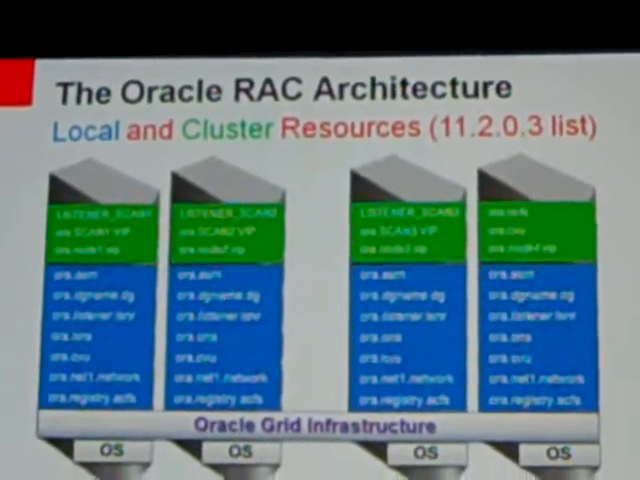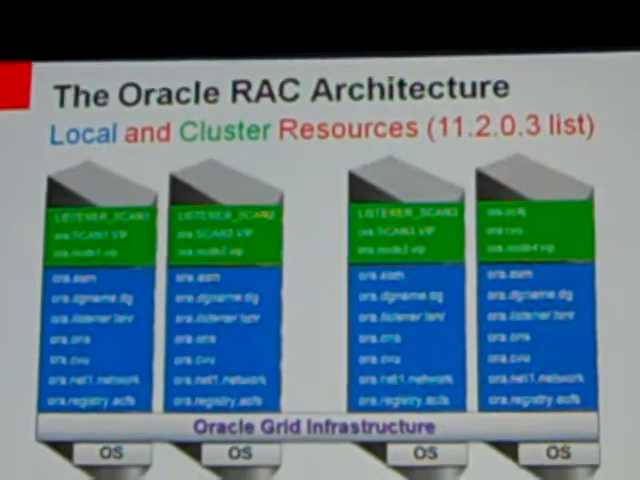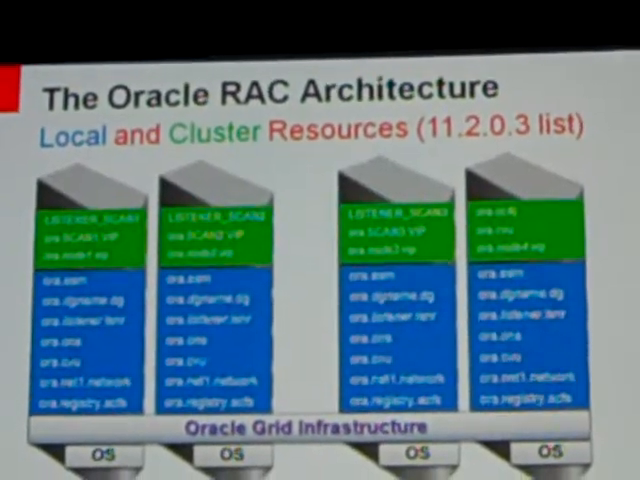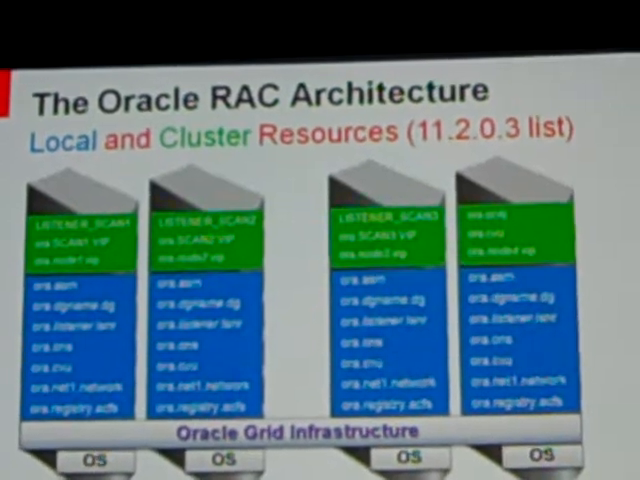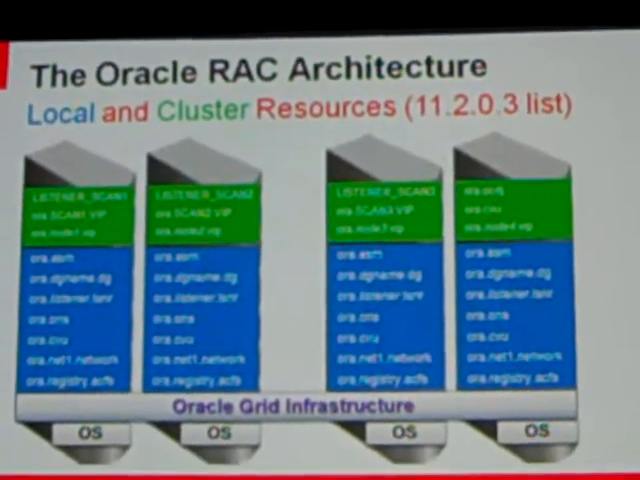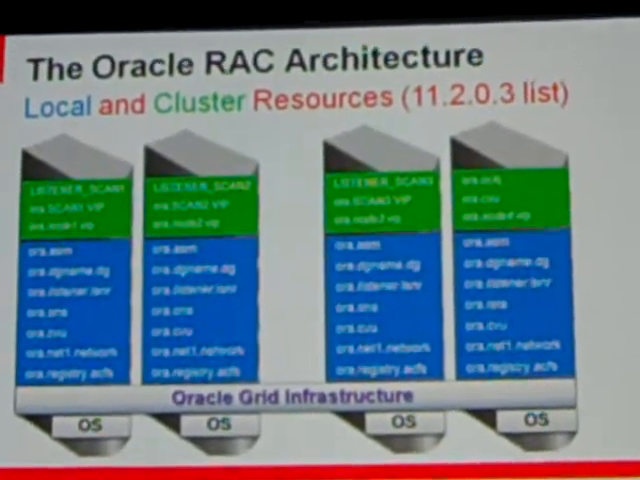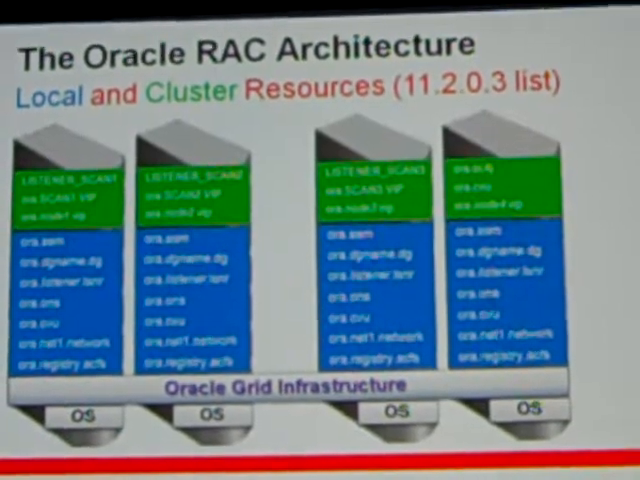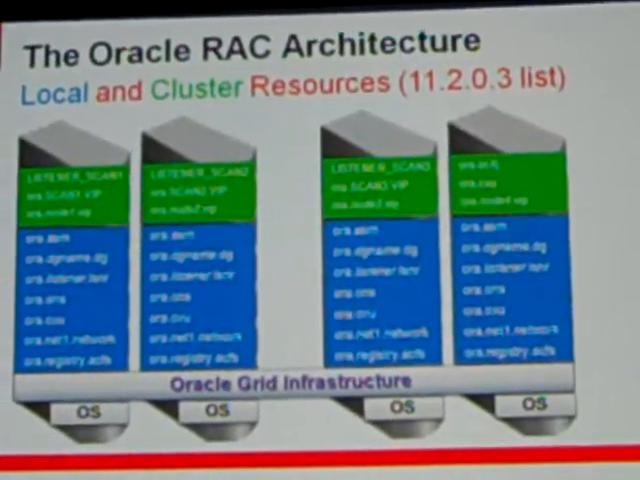Just to give you an idea, the listener, and especially the SCAN listener, is a cluster resource. As you may know, if you install grid infrastructure, you install SCAN, you get a SCAN listener and you get a SCAN IP. These are cluster resources. They will be running on one node, but if that node goes away, they will be running on another.